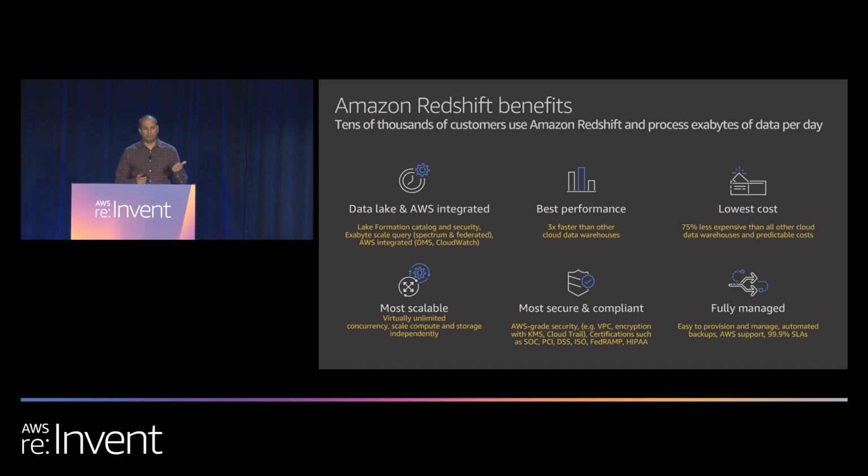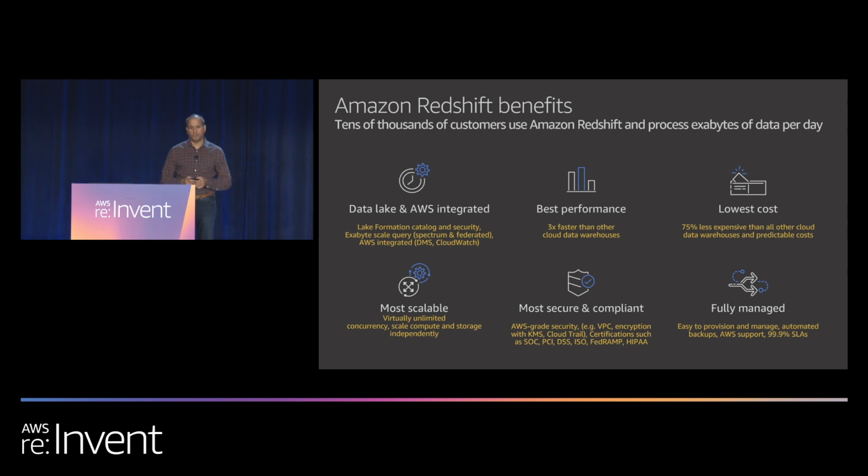Redshift also has better performance than other cloud data warehouses. It's actually 3 times faster than any other cloud data warehouse. It's also 75% less expensive than other cloud data warehouses. And as we touched upon, in scaling Redshift, both for data volume as well as in terms of users and making the queries faster, Redshift is more scalable than other cloud data warehouses. And it also allows you to scale storage and compute independently with the RA3 instance we launched.